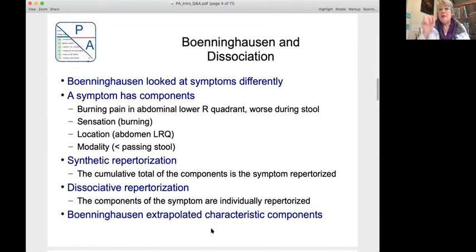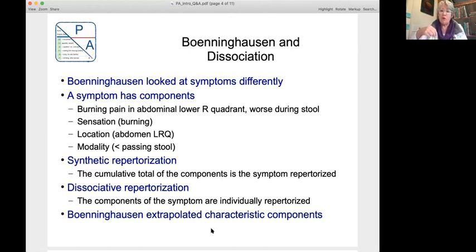So he looked at symptoms differently. A symptom has components, like if somebody says, I have burning pain in my lower right abdominal quadrant, and it's worse passing stool, then the components that Boenninghausen would have seen in that is that the person has a burning nature of discomfort. They've got a location, which is a lower right-sided quadrant, and they've got a modality, which is worse while passing stool. Now, Kent put all these things together in his repertory that he built, which became the foundation for lots of other repertories. And Boenninghausen viewed this as a synthetic view where you were taking components and putting them together in a way that was not particularly helpful.